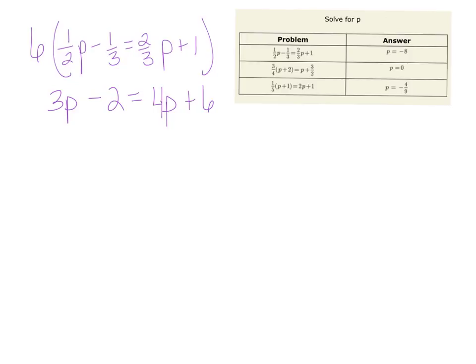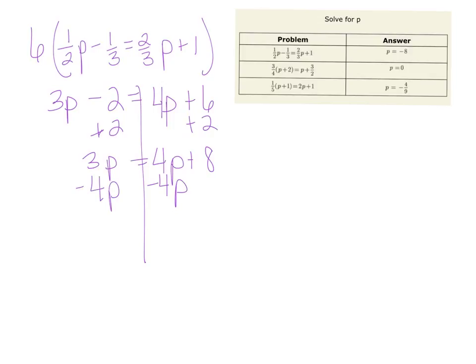This gives us a much cleaner equation to work with. Now I'm going to combine like terms, adding 2 to both sides. I have 3p equals 4p plus 8. I'm going to subtract 4p from both sides. I have a negative p equals 8, or multiplying everything by a negative 1, p equals a negative 8.